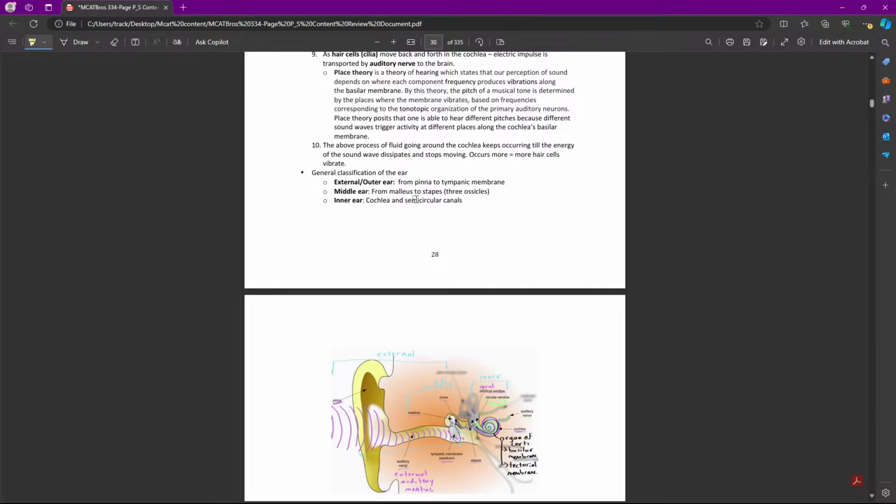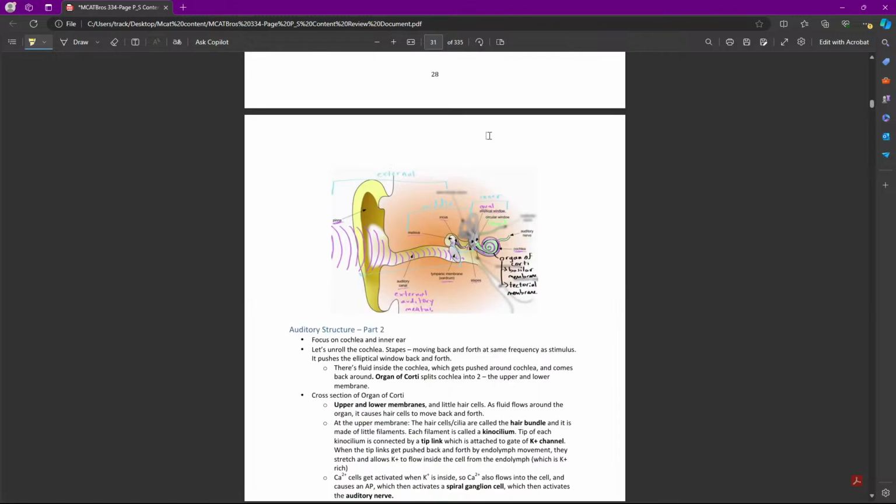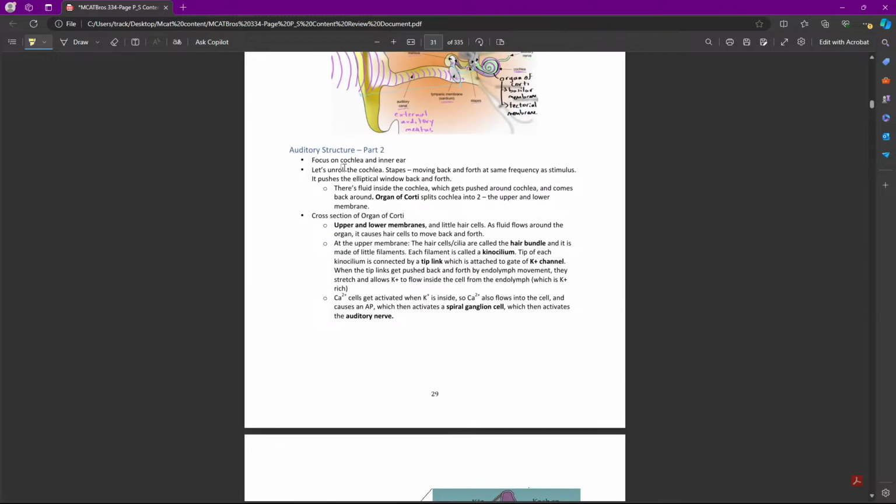As a review, the semicircular canals are for circular rotation, acceleration and balance, while the saccule, I believe is the proper way to say it, is used for linear acceleration. Review from yesterday. So, auditory structure part 2.